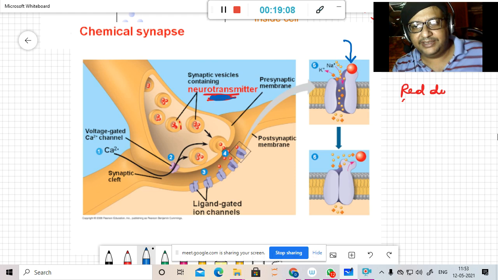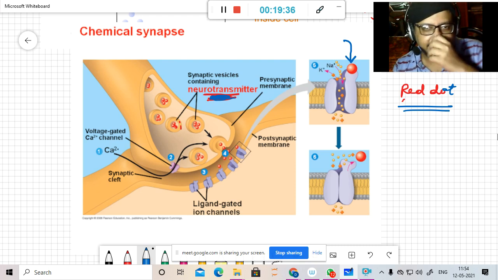Then the action potential from one neuron is passed on to the next neuron through this synaptic transmission. Chemical synaptic: the chemical is the neurotransmitter, like acetylcholine, the red dot. Binding causes the channel to open. Then sodium from outside enters inside, and potassium from inside goes outside. This is essentially how this takes place.